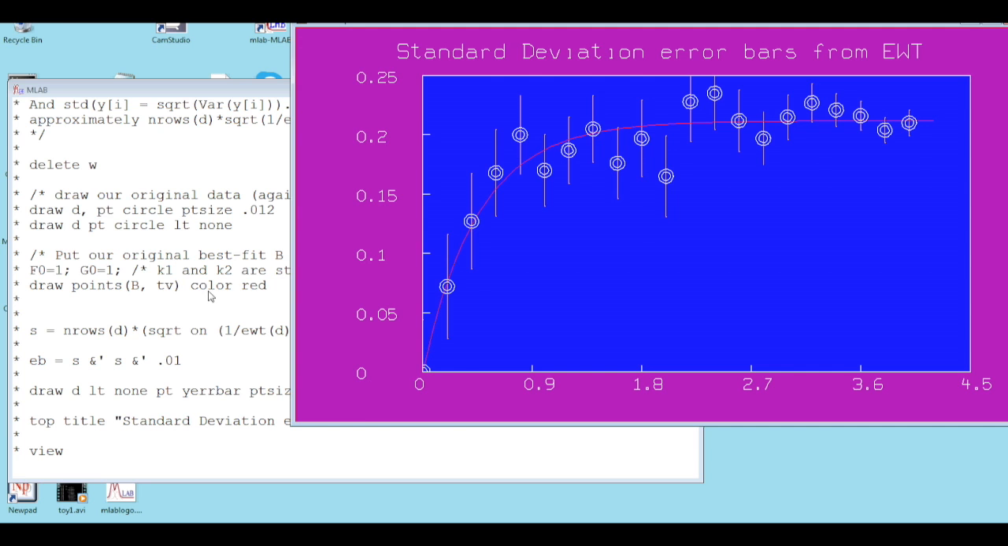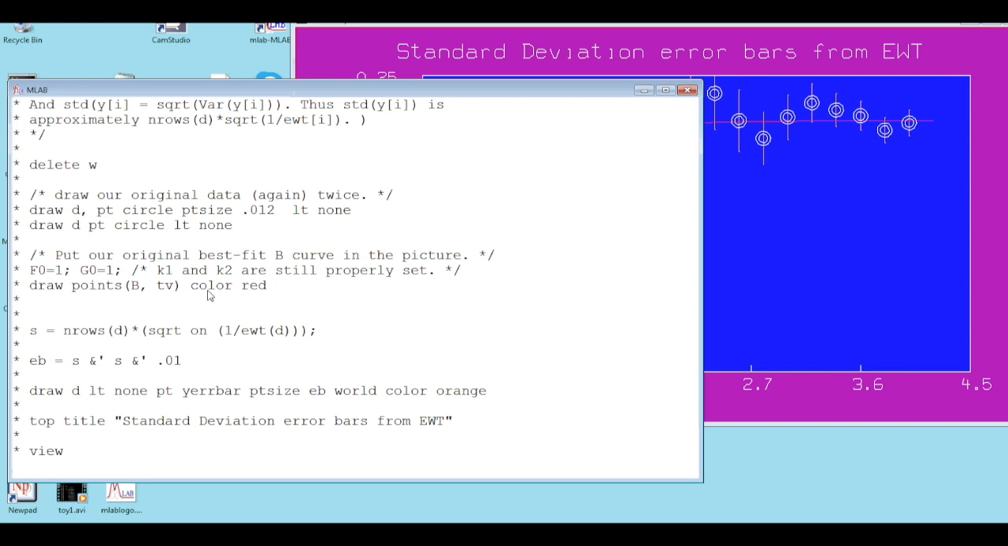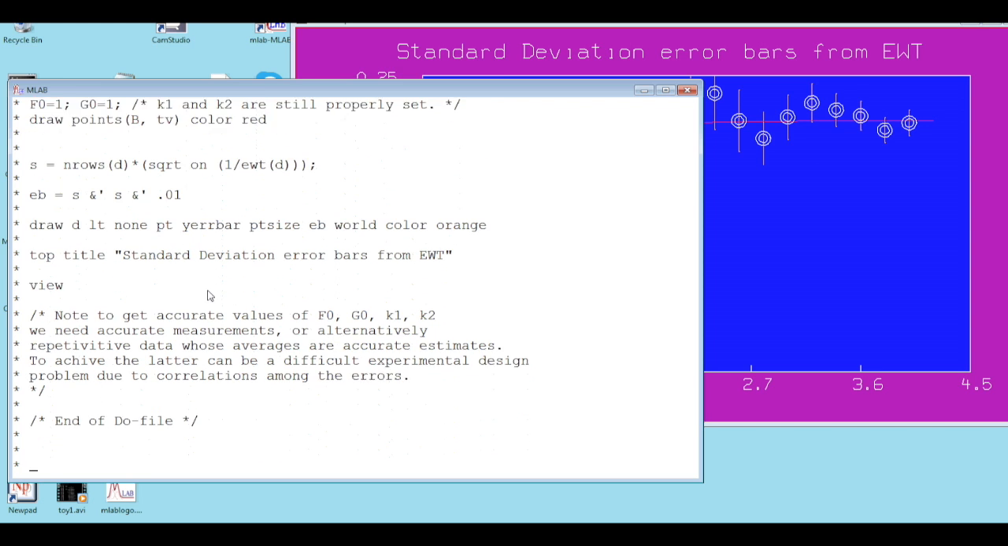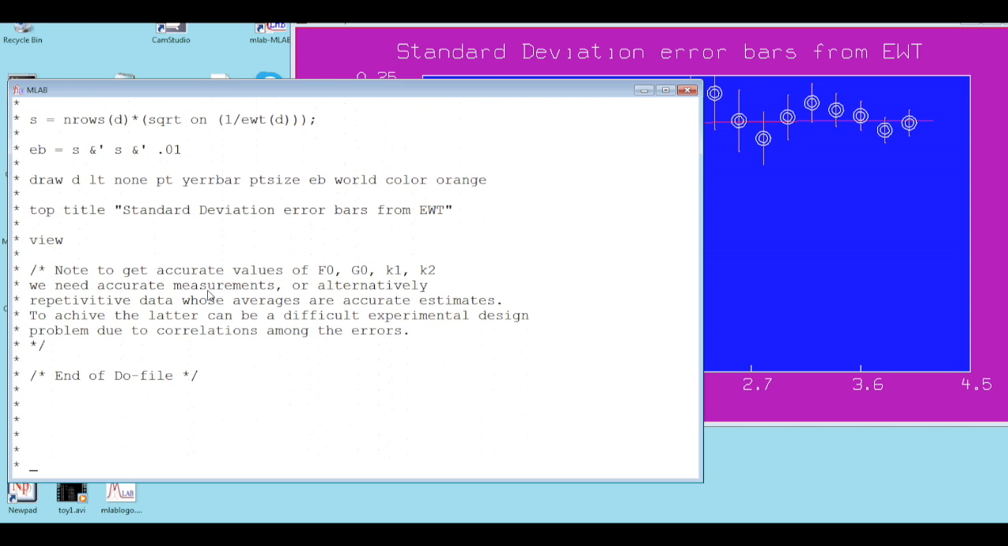All right, let's turn this off. And guess how you turn MLAB off? You finish the do file. A little more comments for you to see there, by the way. And then we say exit. And that's it.